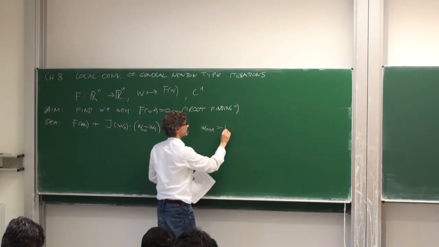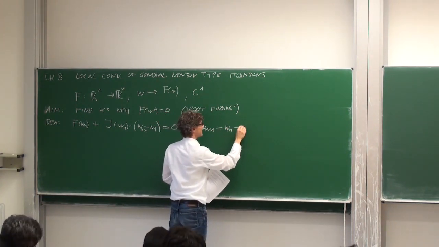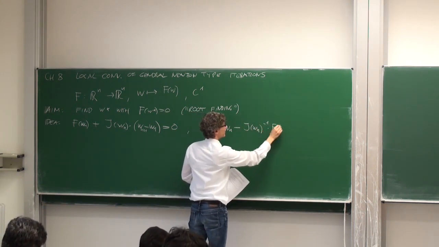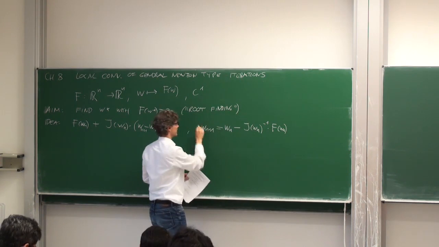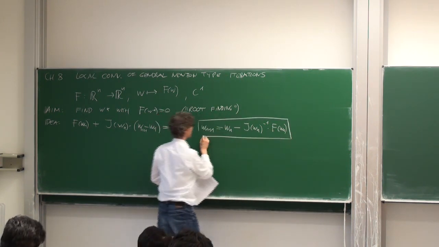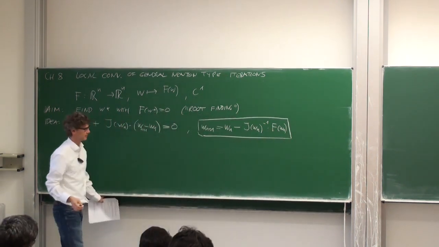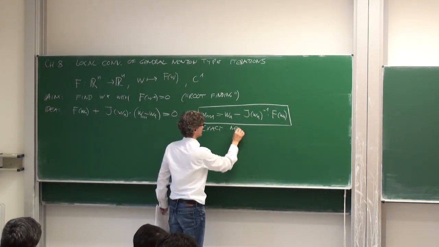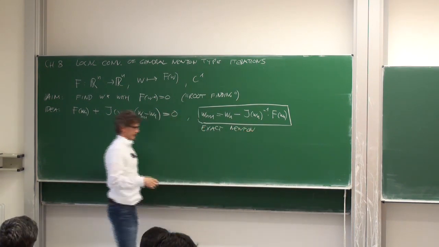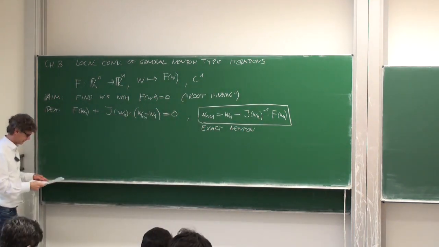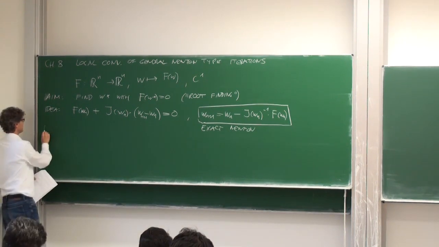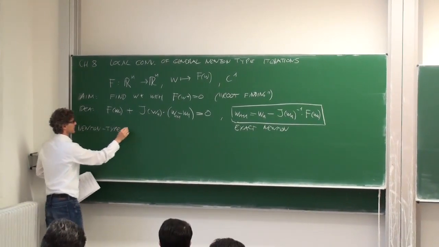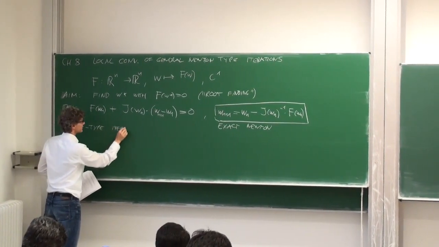If you resolve that, then you get the expression WK minus J of WK to the minus 1 times F of WK. Now that is what we call the exact Newton method in the general case, so independent of optimization. That's exact Newton. And then we can, of course, also define the general class of Newton type methods, Newton type iterations, so not necessarily for optimization.